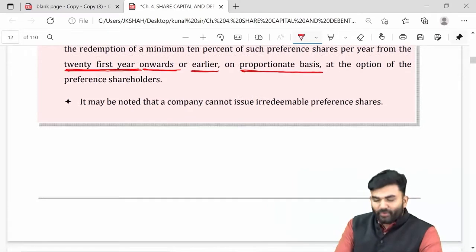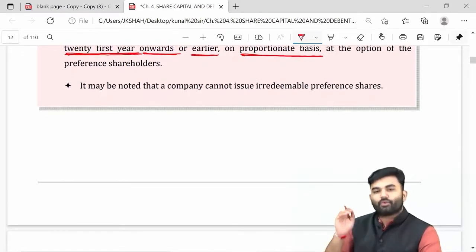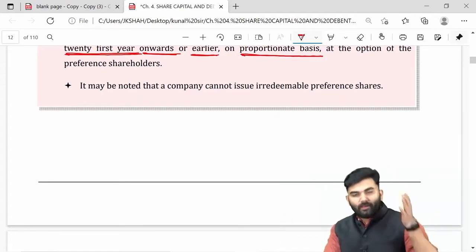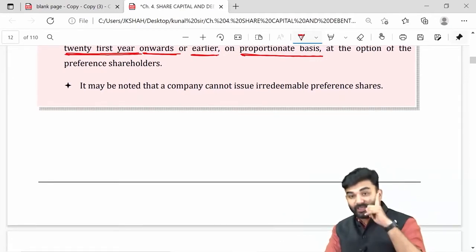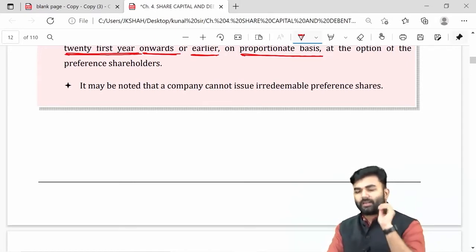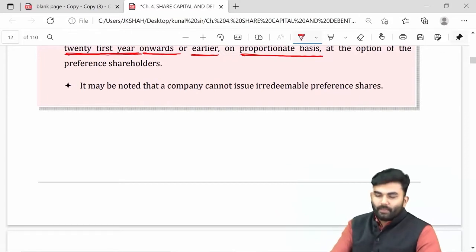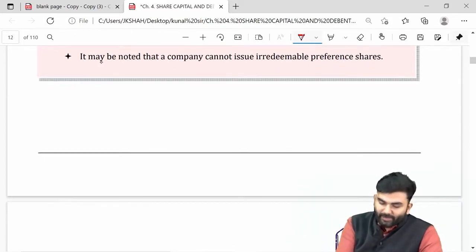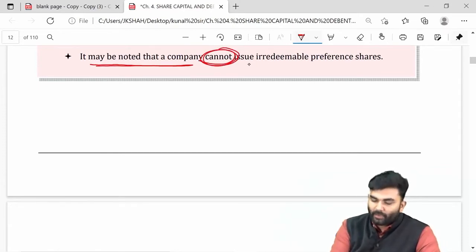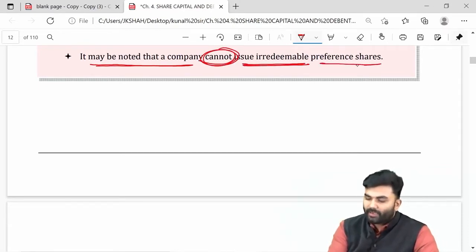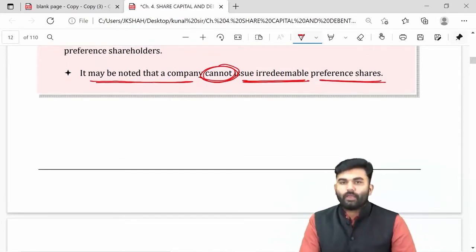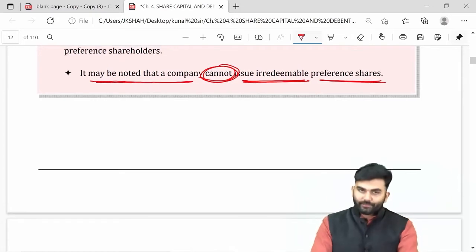For example, a company has issued a preference share which is going to get redeemed in the 30th year. So once 20 years expire, from the 21st year proportionate redemption should start. Lastly, the lawmaker says that it may be noted that a company cannot issue irredeemable preference shares.